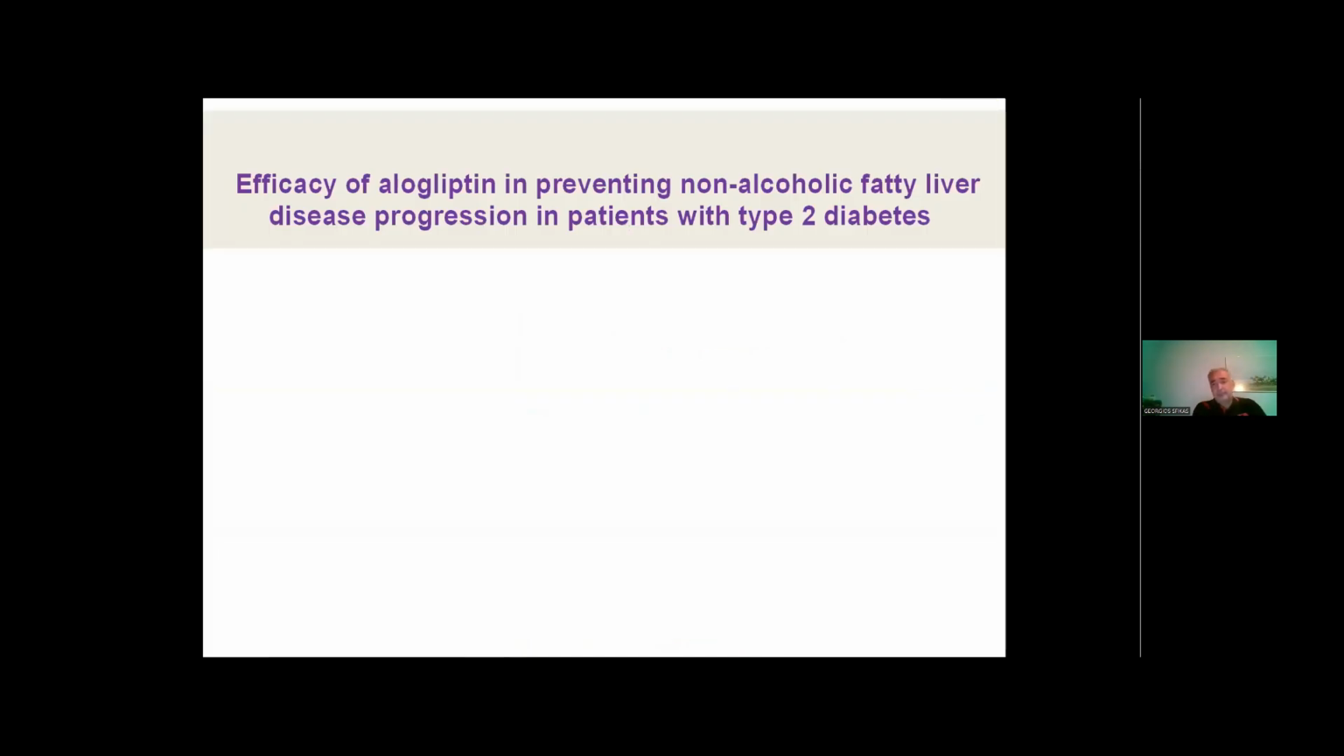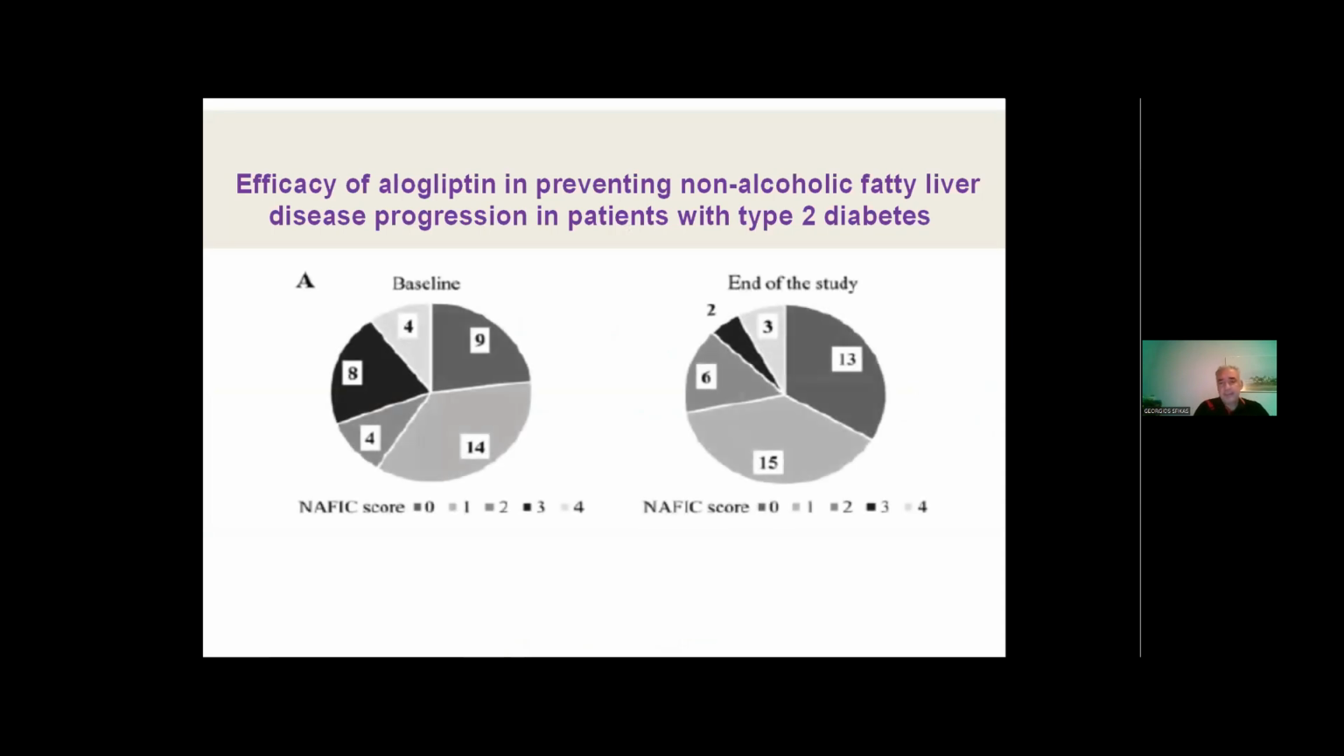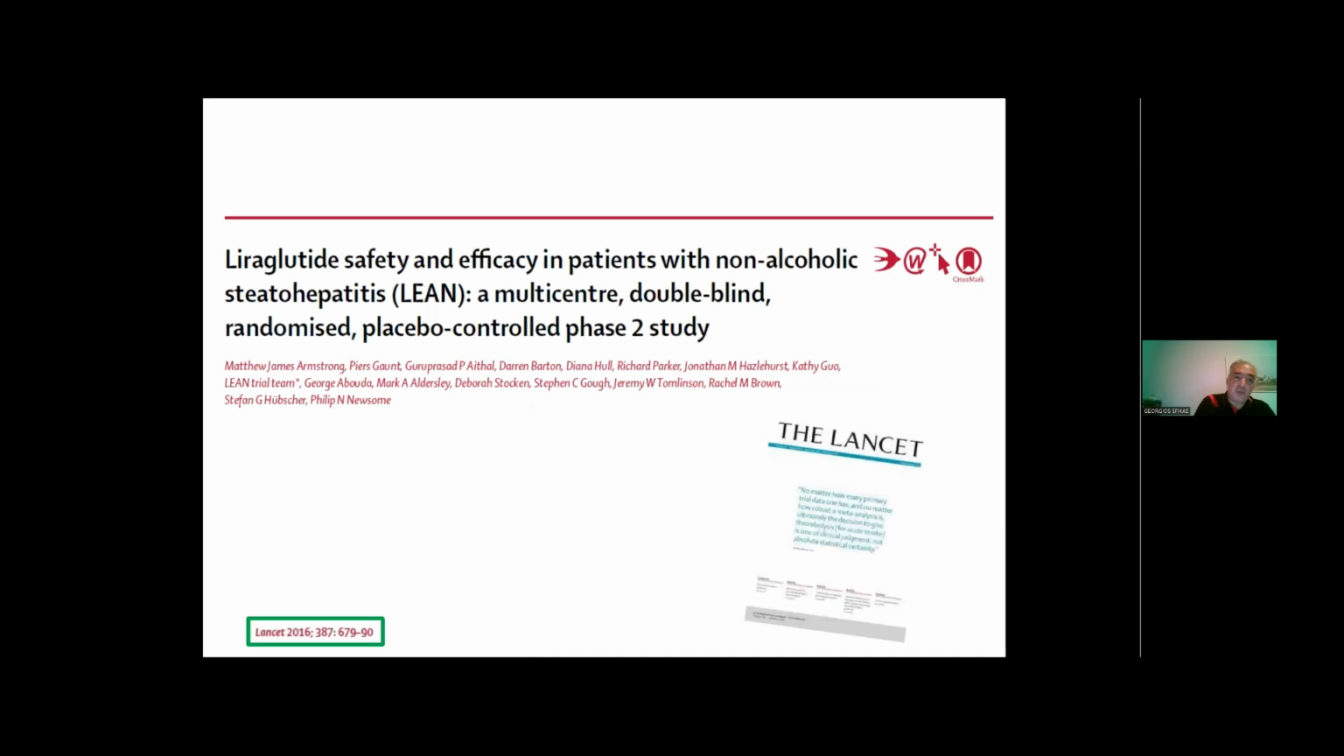Also, the dipeptidyl peptidase-4 antagonists, like alogliptin, with the amelioration of glucose levels, have shown a kind of prevention of non-alcoholic fatty liver disease progression in patients with type 2 diabetes. Of course, more studies have to be performed here.